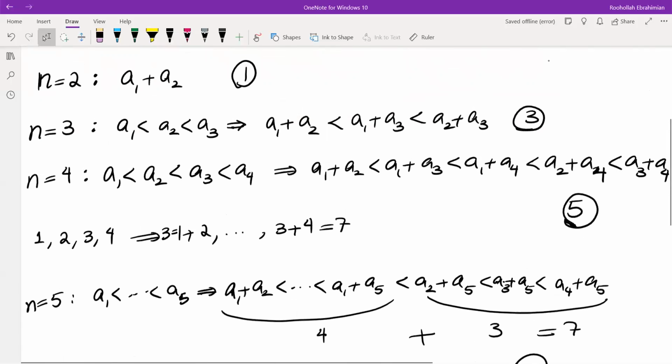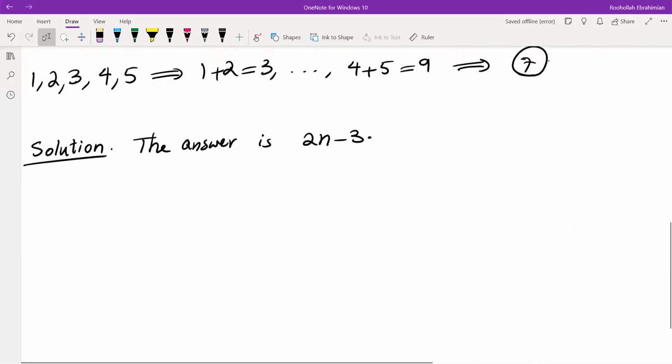For n equals 2, it gives you 1. So you would have to do 2n, but then you have to subtract 3 to get to 1. And then it increases by 2. So the common difference is 2. First term is 1. You can see that it's 2n minus 3. Okay, so here's what we're going to do.